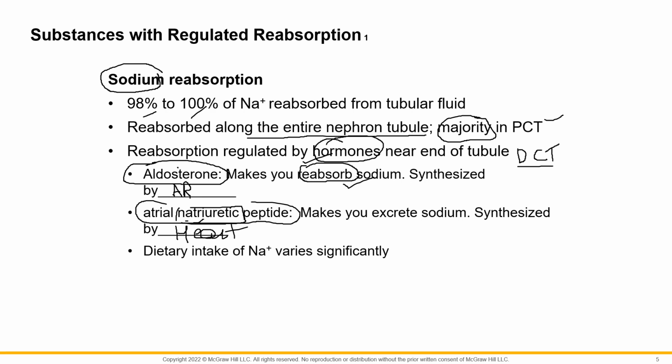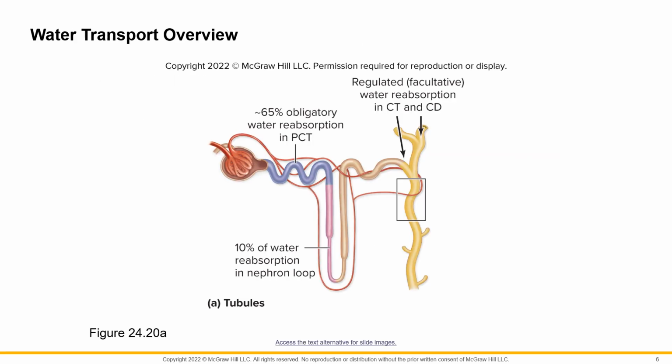With people, dietary intake of sodium or salt varies significantly, which is why if someone is running a low blood pressure, they're encouraged to have salty snacks, and that's how blood pressure comes up. And if someone has hypertension or high blood pressure, they're usually advised to eat less salt in general.